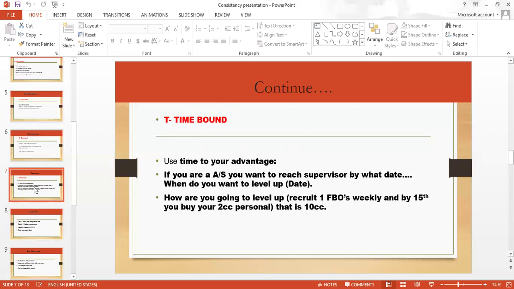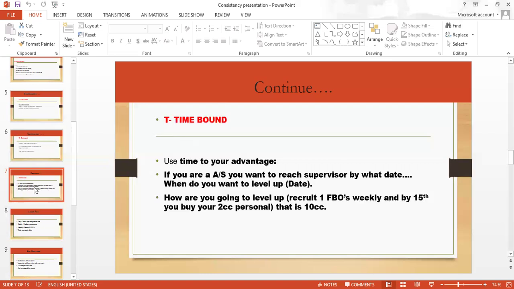If you put it down and say, by the 15th, I need to be 2cc active, my personal CC, by the 15th, so that for the rest of the month, I can concentrate on sponsoring 4 FBOs. So you need to put it down. It needs to be time bound.